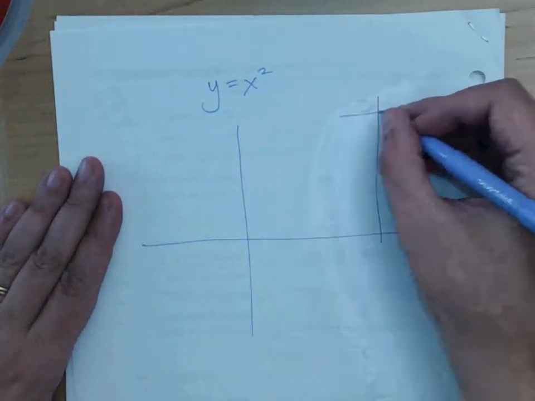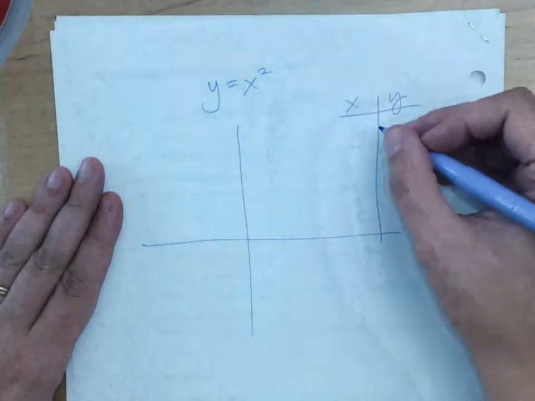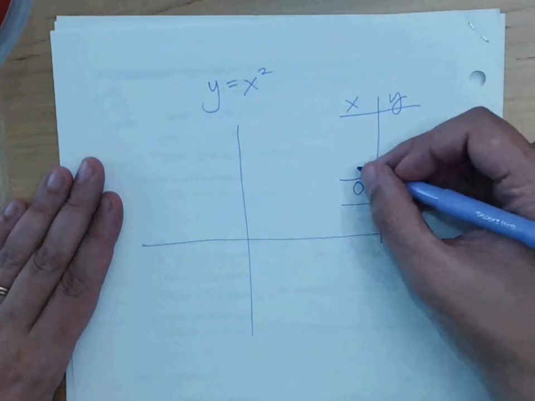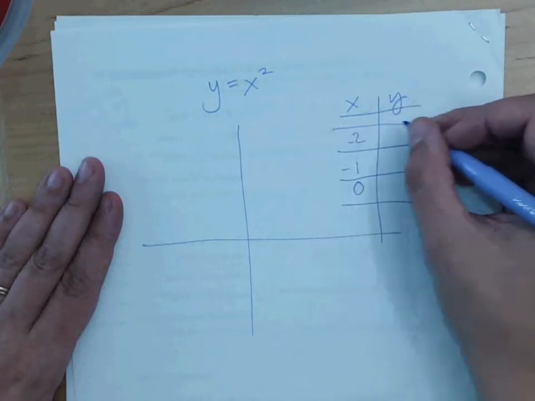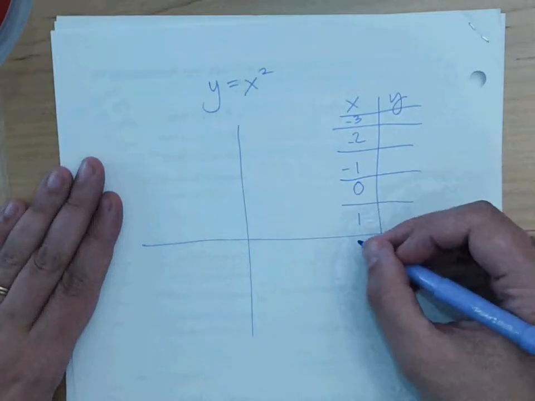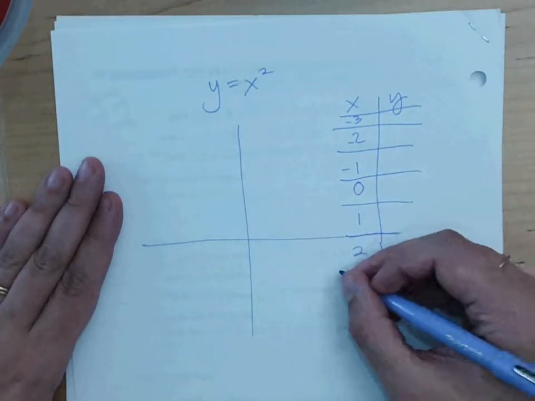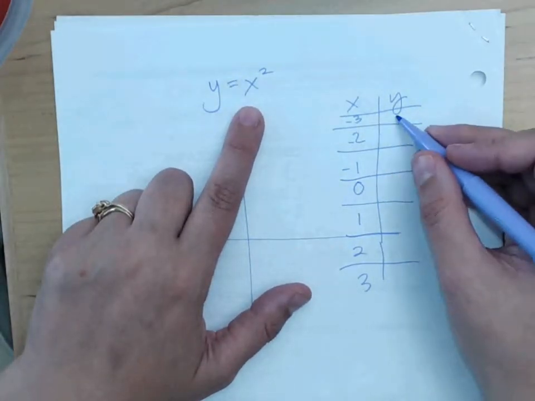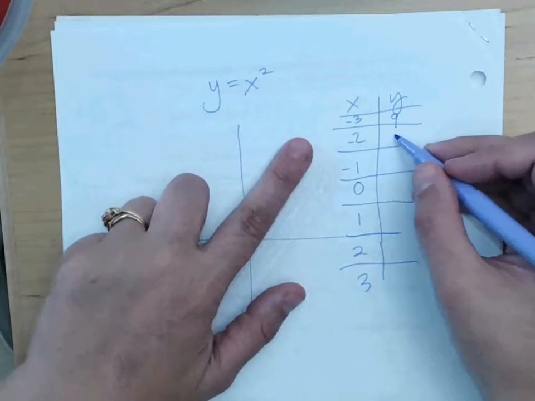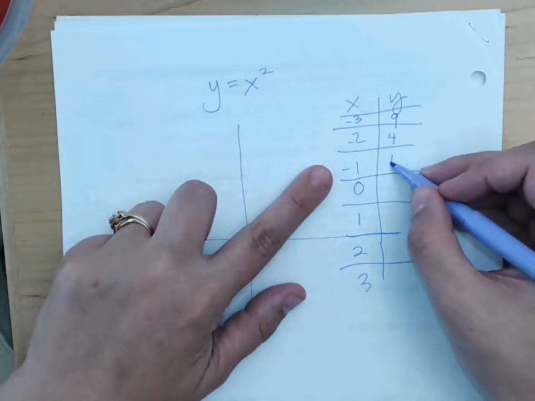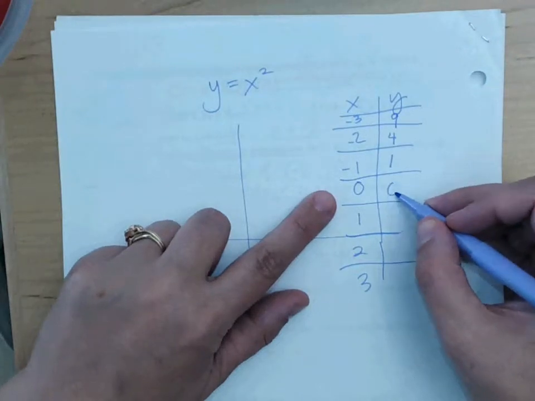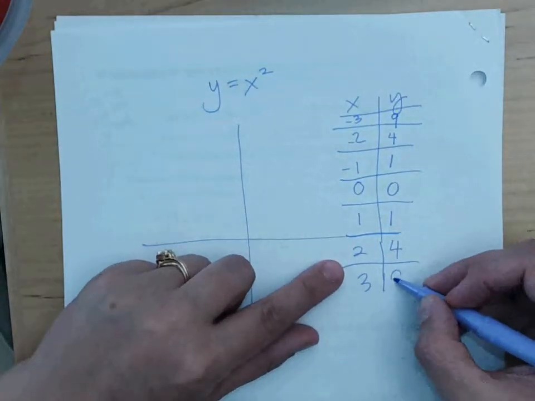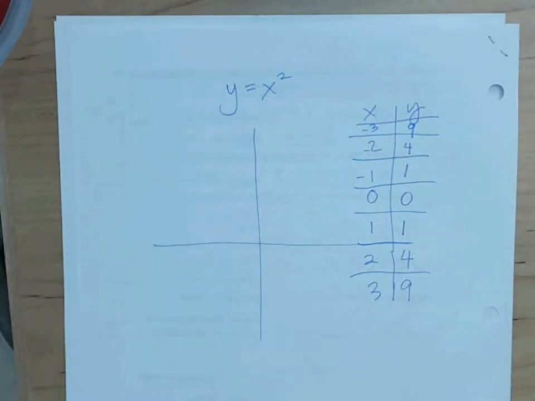If we did a table, it would be x, y. We plug in various values, this is exactly what we did in Math 60 to graph a line: -3, -2, -1, 0, 1, 2, 3. This is creating a table of values. What happens if I square -3? I get 9. If I square -2, I get 4. If I square -1, I get 1. If I square 0, I get 0. Square 1, I get 1. Square 2, 4, and 3, 9. So you can see that symmetry is happening.